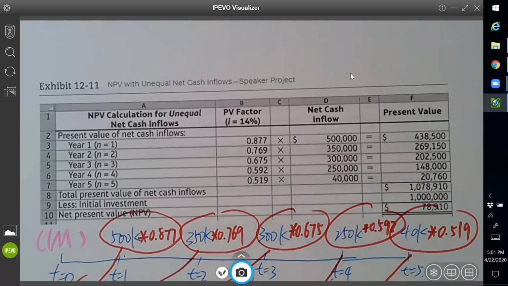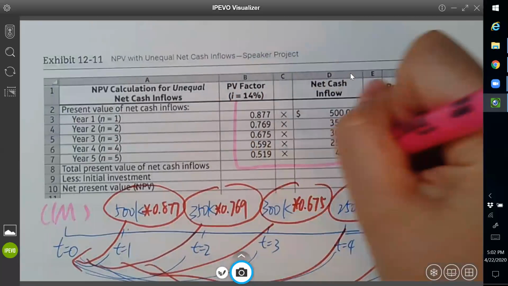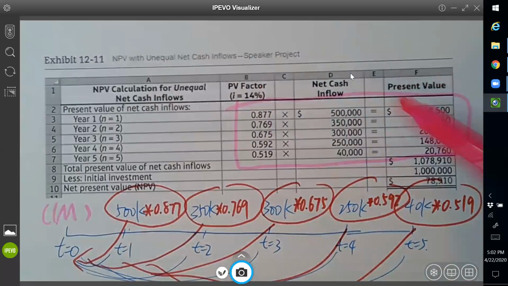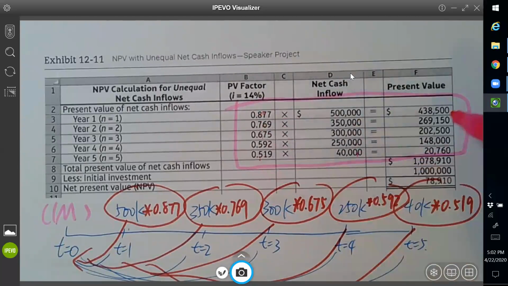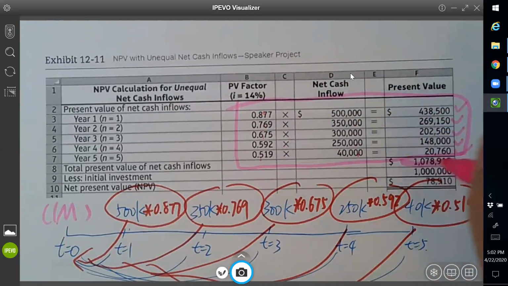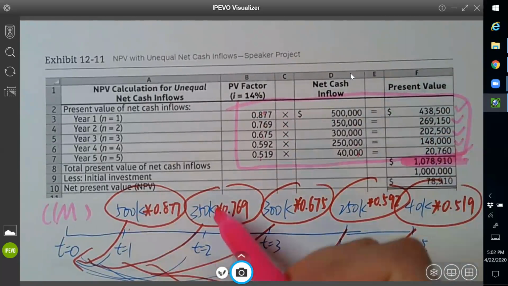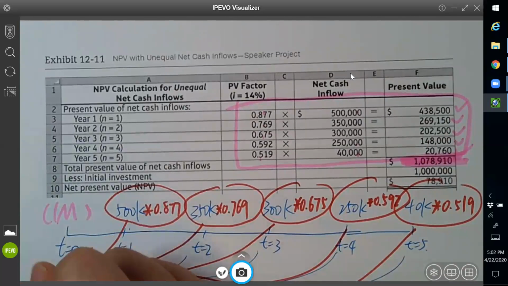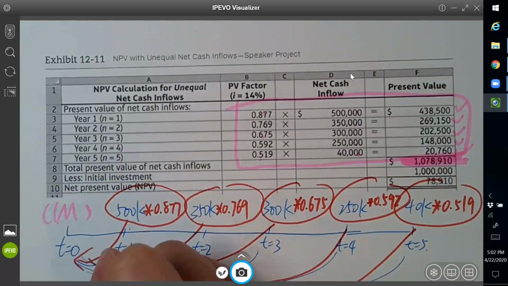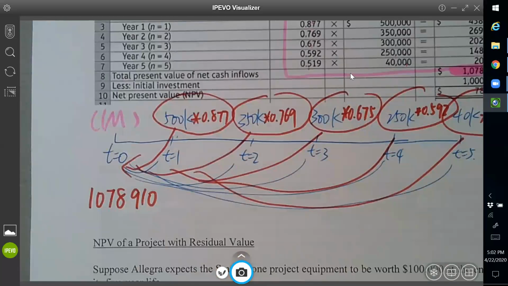Okay, so I'm not going to do the numbers because you can see all this from here. This is the undiscounted original cash flow. This is the discount factor. You get a discounted cash flow. You add those 5 together, so this plus this plus this plus this plus this. The total present value of the future cash flow will be 1,078,910. So am I done?